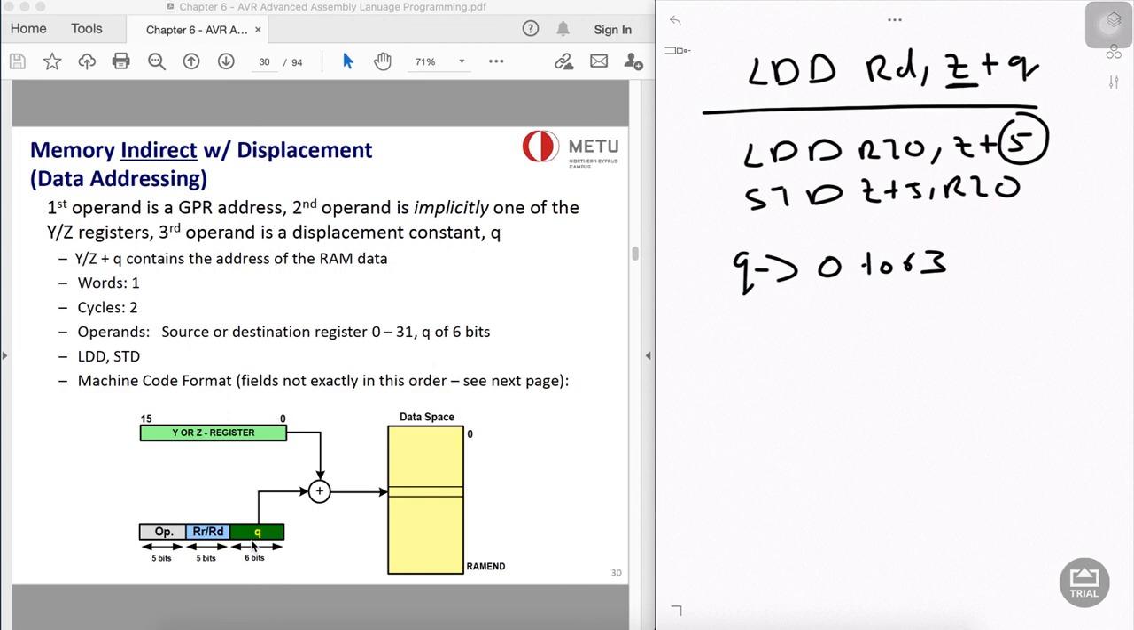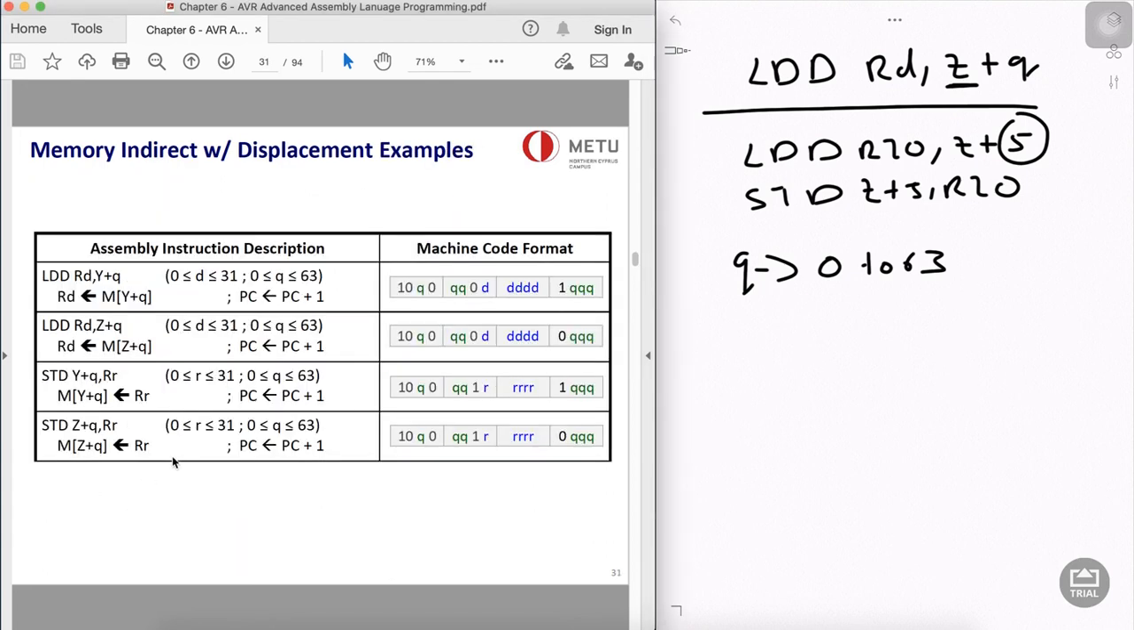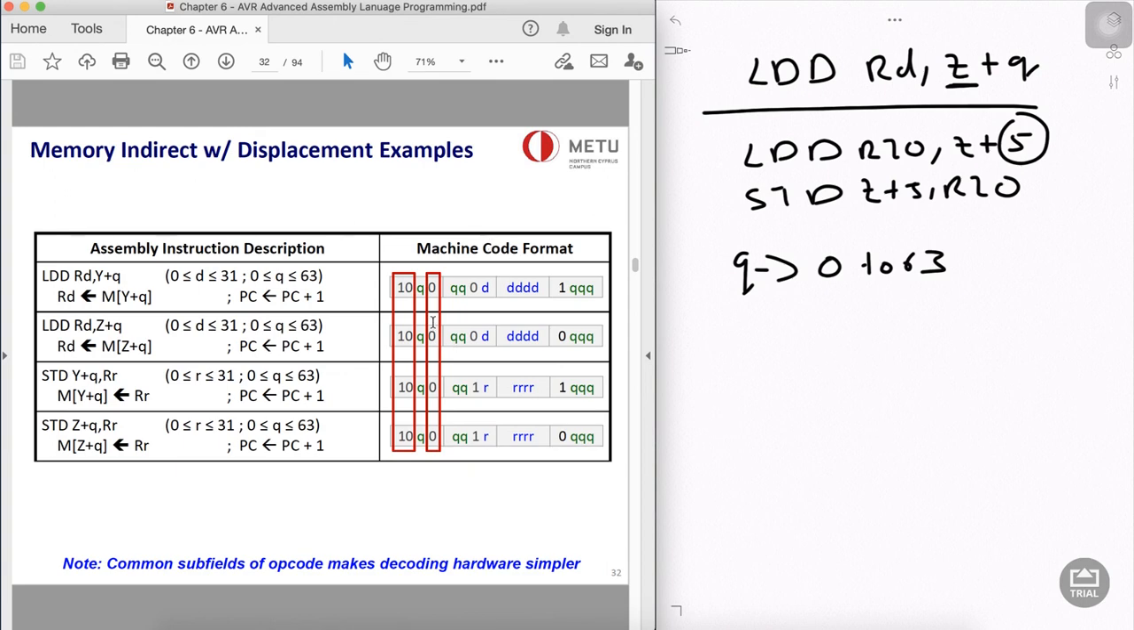So that's all about the indirect displacement, and I can show you the opcodes for those operations. LDD and STD are those two, and it can be Y plus Q or Z plus Q. Now you can see their opcodes are similar again. The Q is over there, starting with 1 bit over there, 2 bits over there. So load and store are distinguished by the opcode over here. Destination or RR is the GPR, and the rest of the Q is written as the last 3 bits of that opcode.